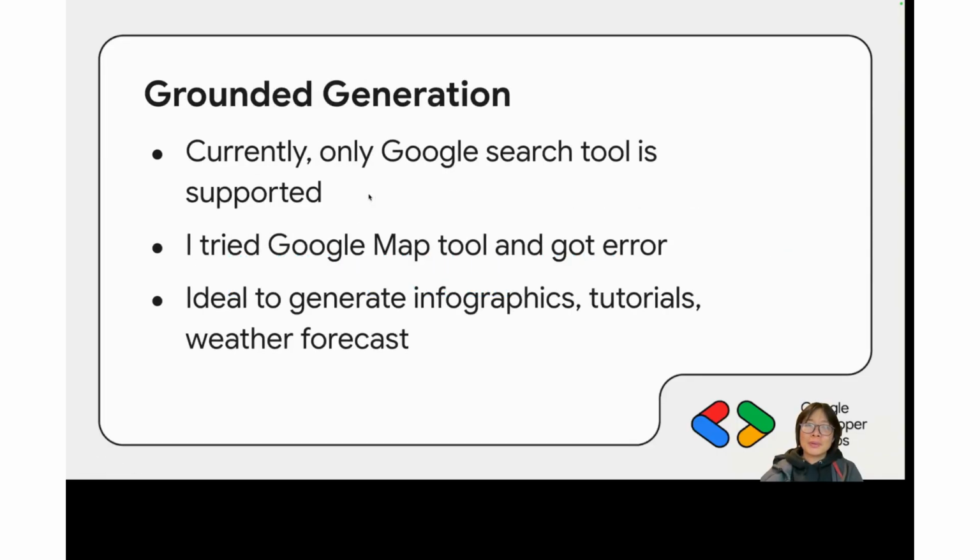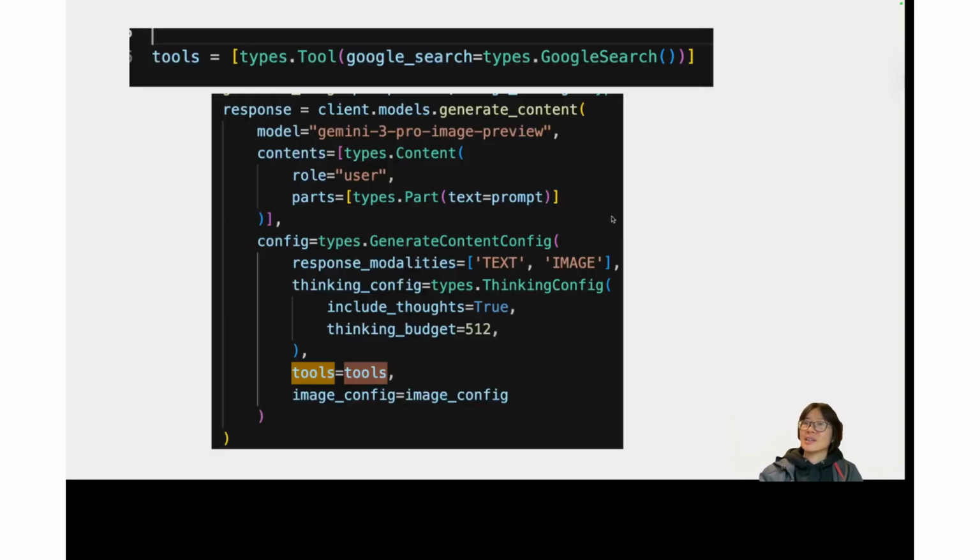Google Maps tool, and got an error. So it makes a lot of sense now, after reading the model card. Google Maps tool is not supported. Neither is the URL context tool. So this Gemini 3 Pro image preview model is ideal to generate infographics, tutorials, and weather forecasts.